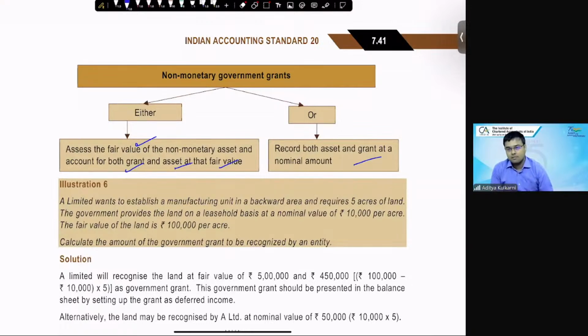You can follow either of the two options. The standard does not say whichever is higher, whichever is lower. The standard gives you these two options. There is inconsistency, but you are permitted to do so because ultimately it makes a difference to you if you show it at fair value or at nominal value. Yes or no? So that is the reason this is the way the standard has been. Grants, that is grants linked to.